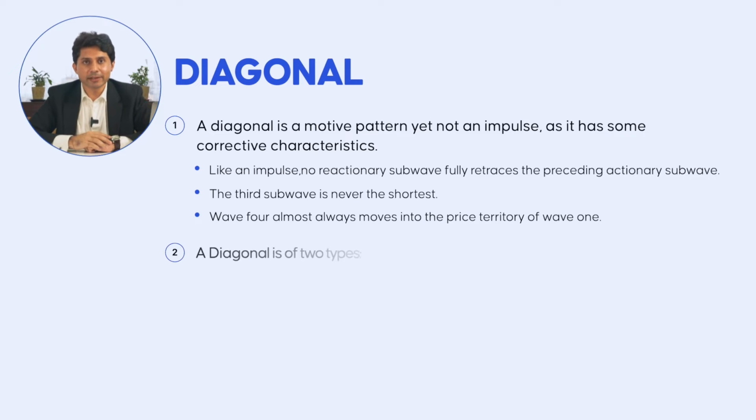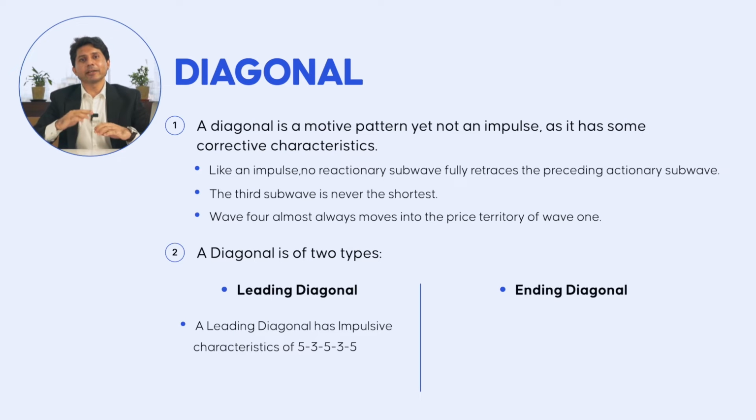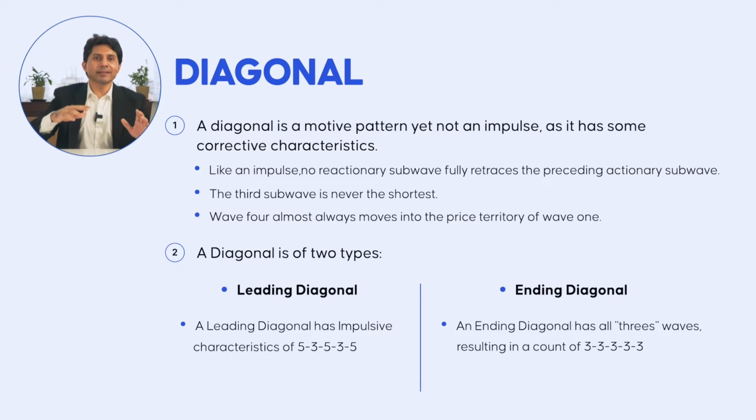There are two forms of diagonals, leading and ending. While a leading diagonal has impulsive characteristics of 5-3-5-3-5, an ending diagonal is far more difficult to decipher because it is all 3-3-3-3-3. Now that is very confusing and can be similar to a triangle, but you'll understand that 3 is not the shortest, and that is where the larger segregation happens.